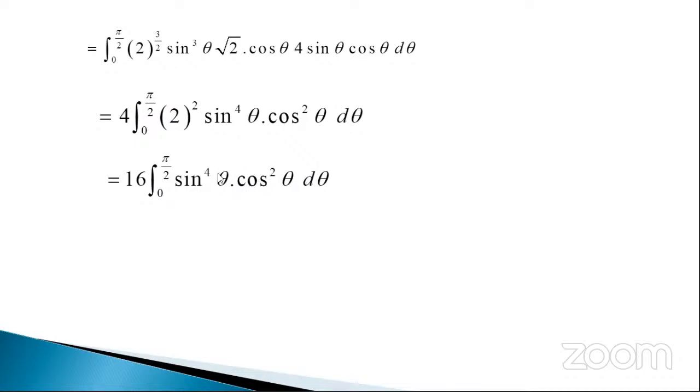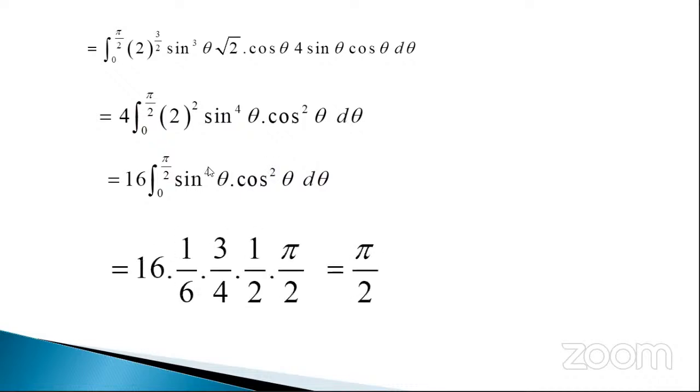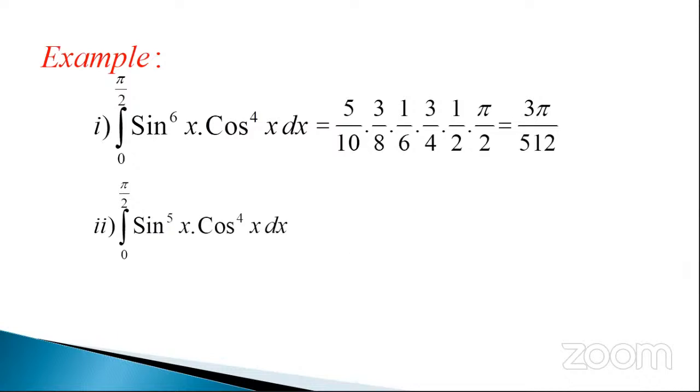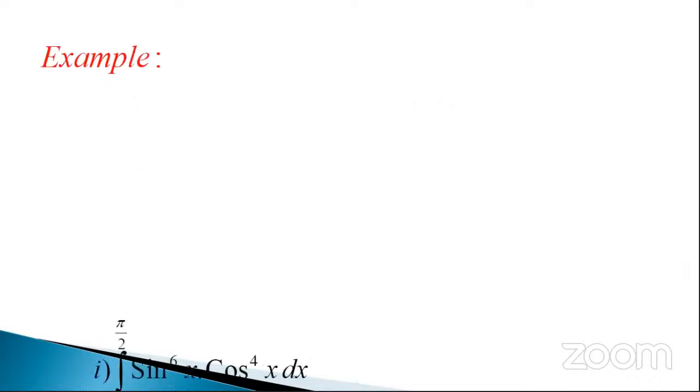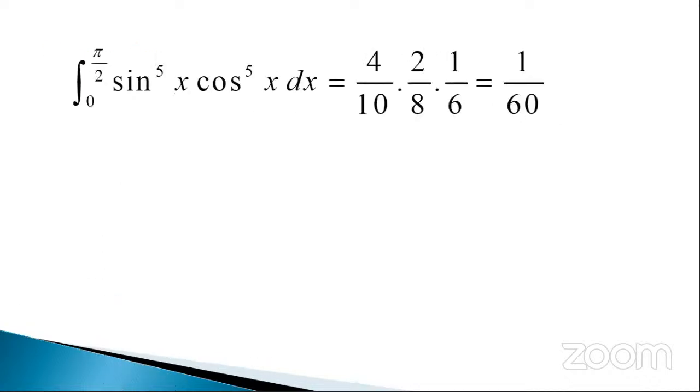Here both the exponents are even. m and n are even. Now apply 1 by 6 and 3 by 4 into 1 by 2 into pi by 2. Now apply these formulas and you can get the same answer. That's all. This is the solution of the given integral.